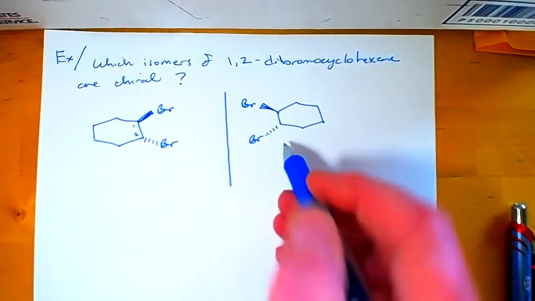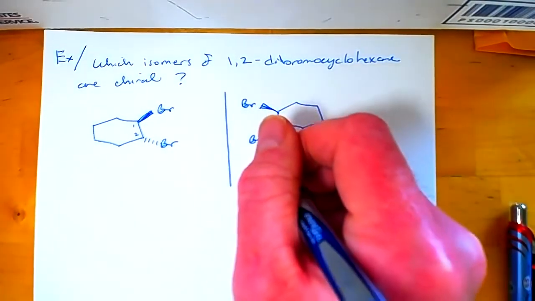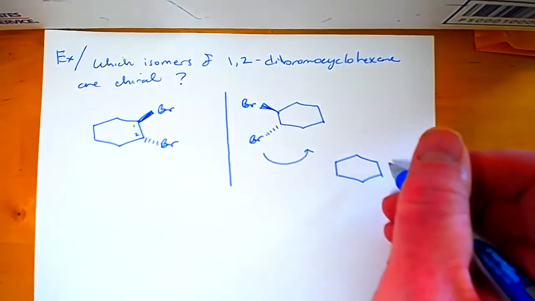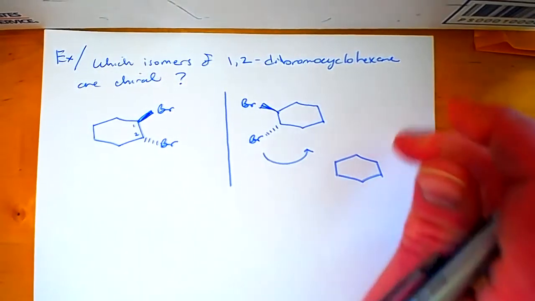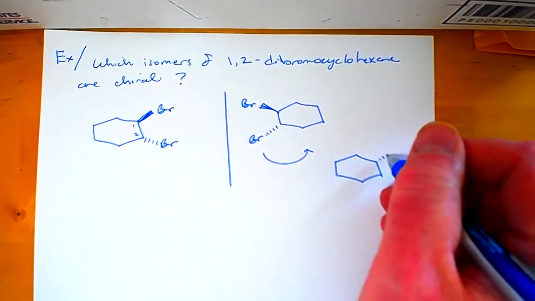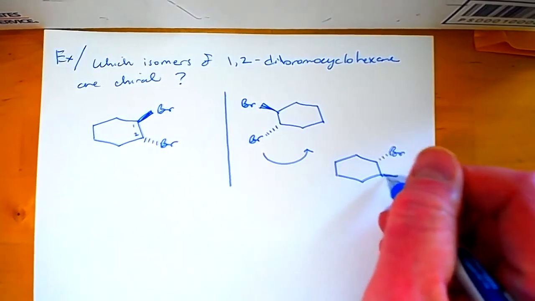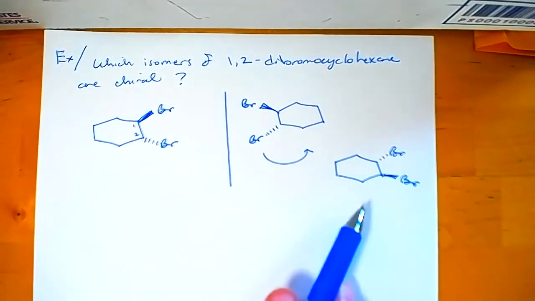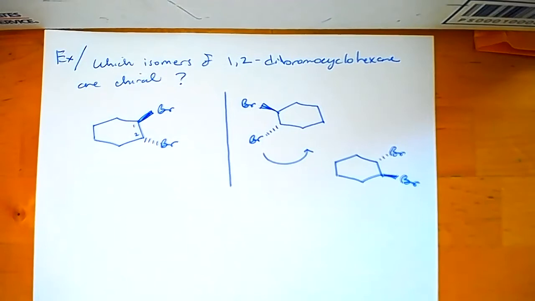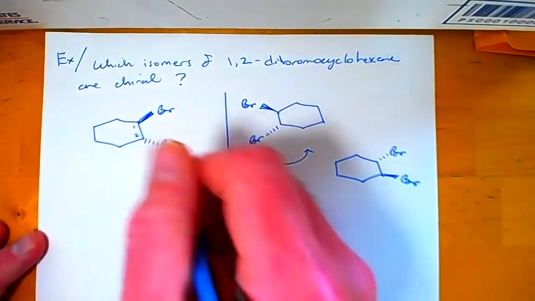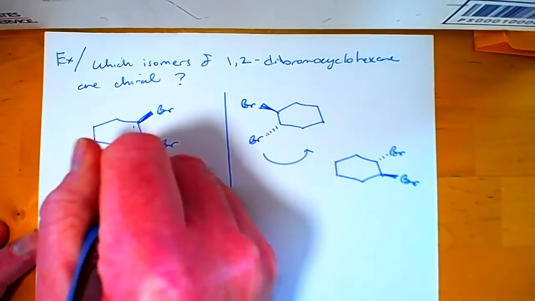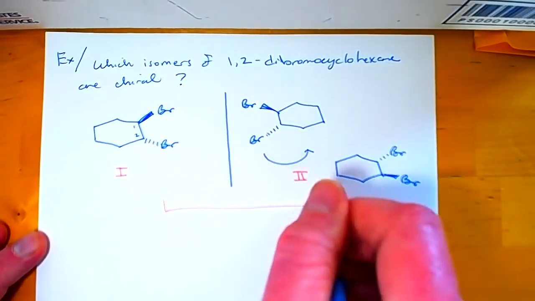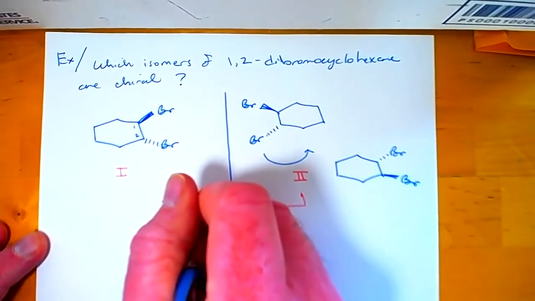So everybody recognized that if you were to take this compound and rotate it around so that the bromines were on the right hand side, this bromine would now be pointing down and this bromine would be up. And so that is clearly a mismatch. So the relationship between these two compounds, which I'm going to call compound 1 and compound 2, is that these two compounds are enantiomers.